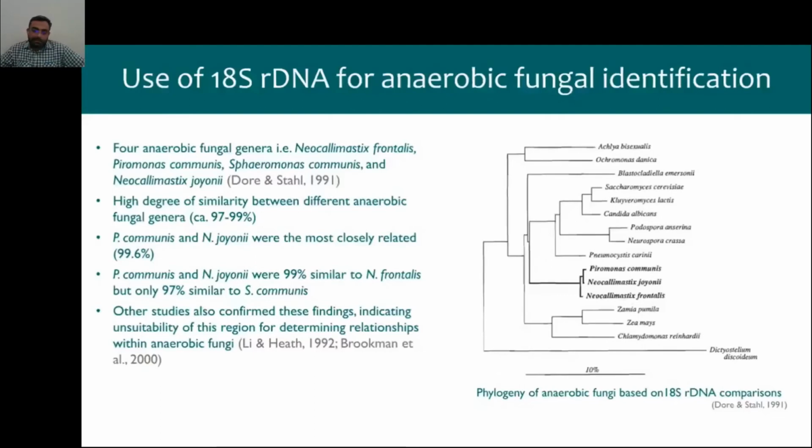The first use of 18S was in 1991, and in this particular study, four different genera of anaerobic fungi were examined: Neocallimastix, Piromyces, which was then known as Piromonas, then Sphaeromonas, which is actually Caecomyces, and Neocallimastix joyonii, which is Orpinomyces. So Neocallimastix, Piromyces, Caecomyces, and Orpinomyces were sequenced for their 18S rRNA gene.